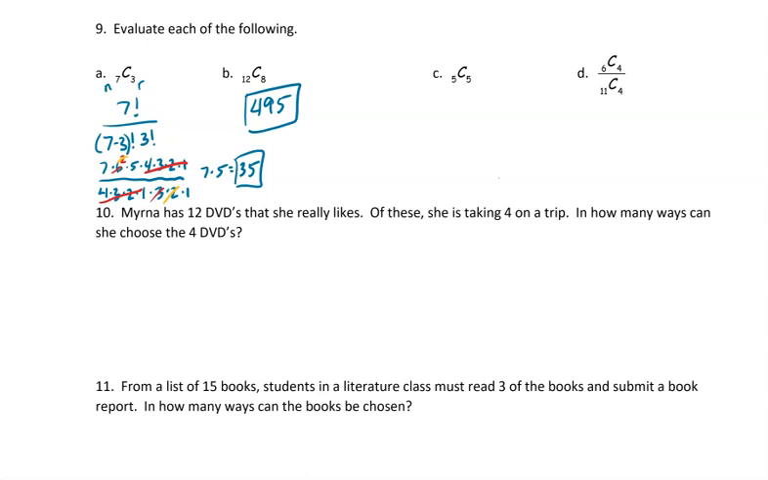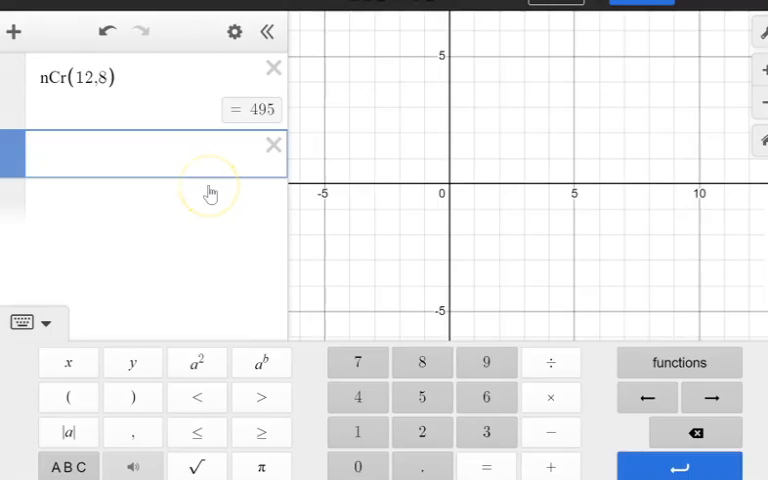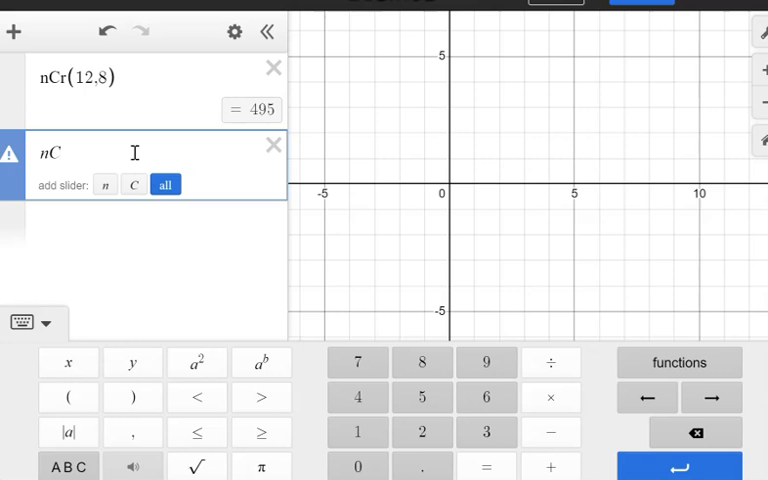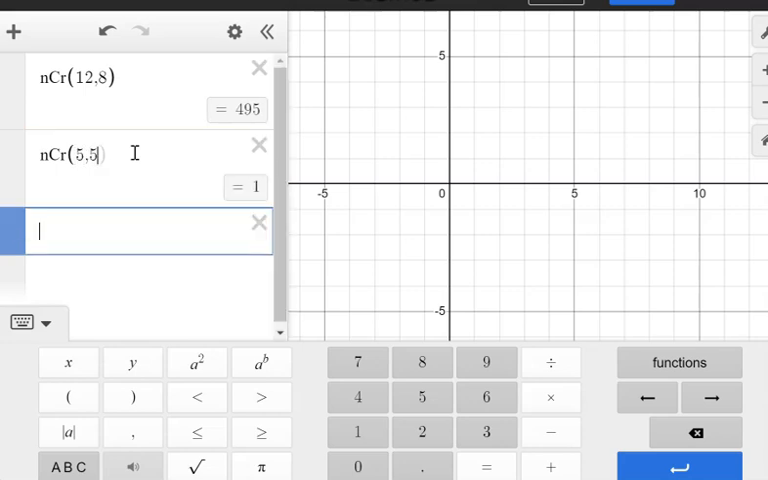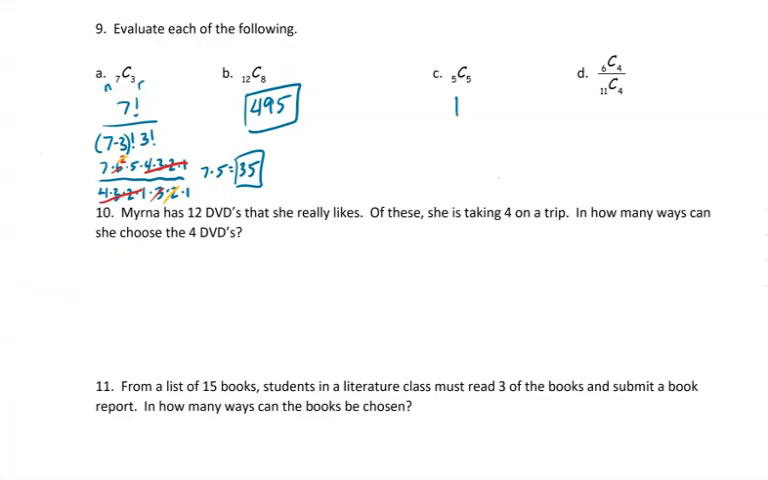All right, for 5C5, same exact idea. We're going to go over to Desmos again. In this case, instead of going through the functions, don't forget you can also just type this in. So it's n, capital C, r, open parentheses, and if we want 5C5, then we put 5 comma 5. And we get 1. So that one is just 1.